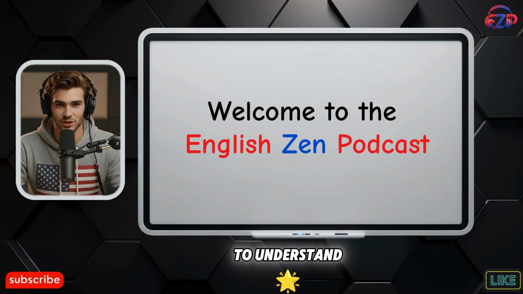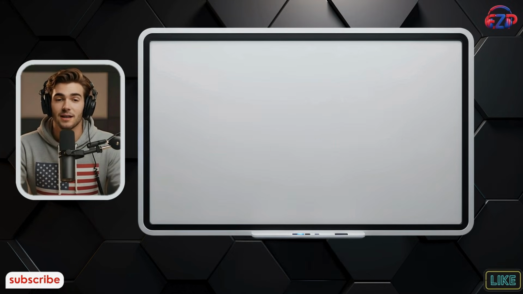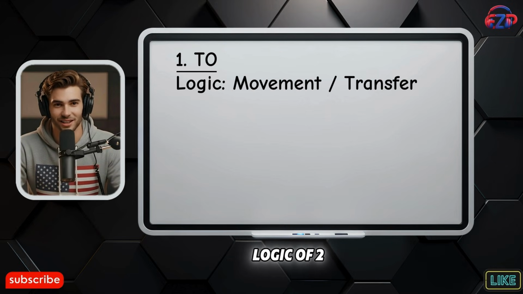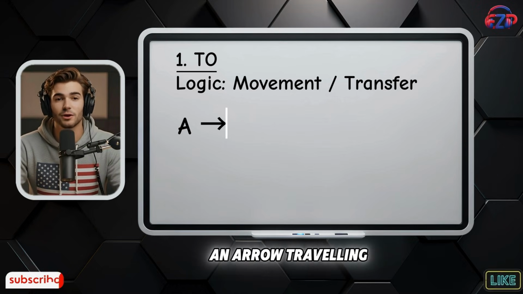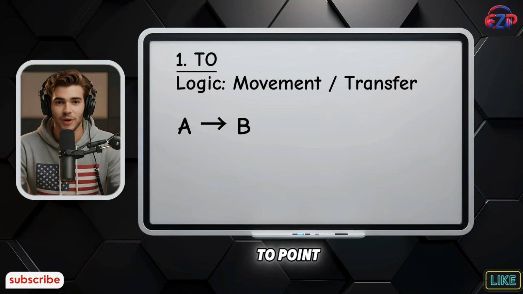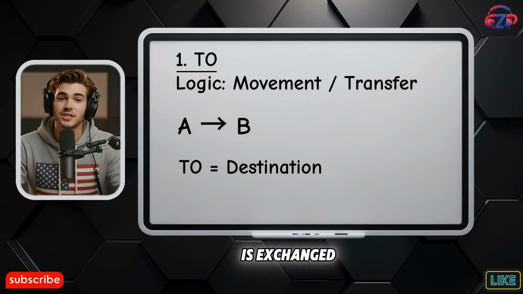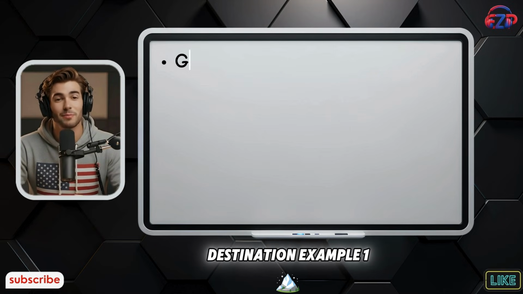To understand to and for, we must look at the direction of the action. Let's start with the first word, to. The core logic of to is movement and transfer. Think of an arrow traveling from point A to point B. We use to when something moves or is exchanged between people. There is a destination.